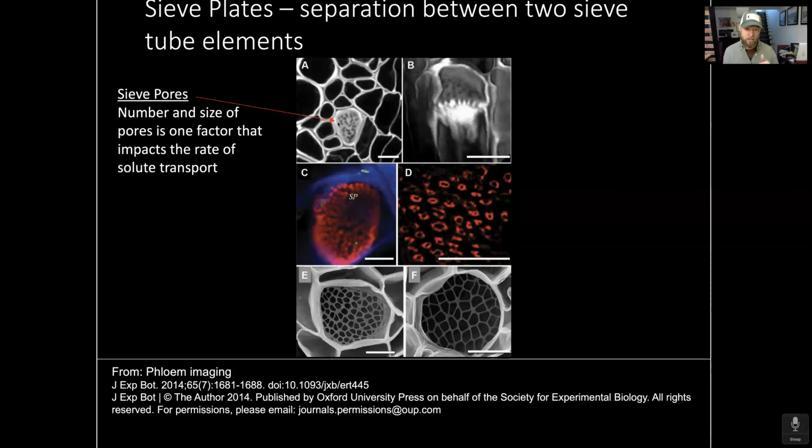So then you can imagine that both the size and number of those pores is going to have an impact on how fast sugars and other compounds can move through the phloem. So if you look at these two panels, panel E and panel F, you can see they're at the same magnification, but on the right we've got fairly large pores and very little membrane separating those pores. The one on the left, there's more membrane space and smaller pores. So those are two different species and slight differences in the structure of those sieve plates.